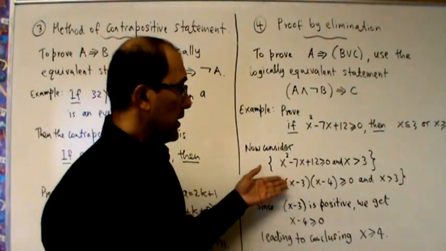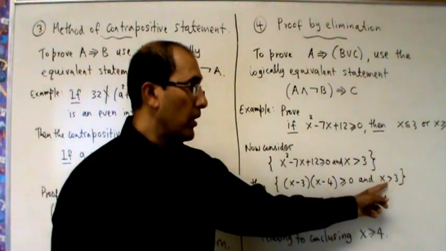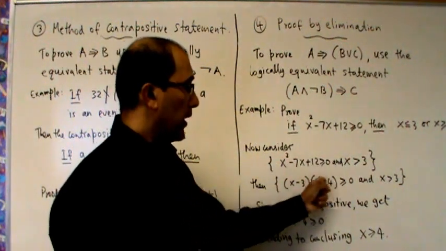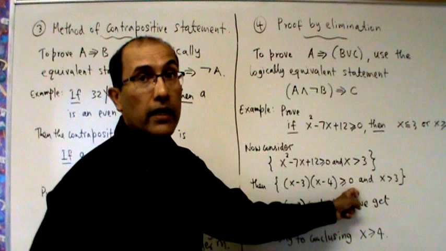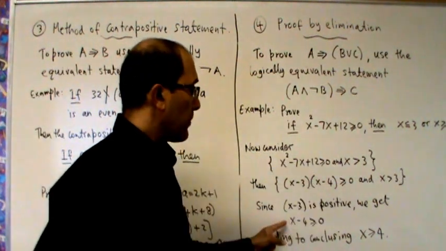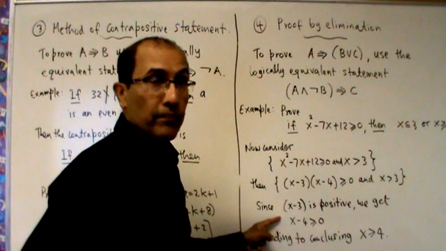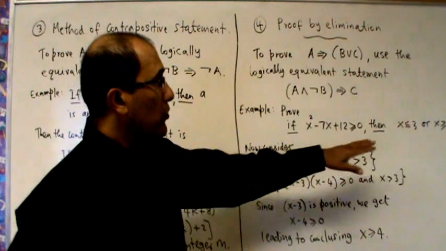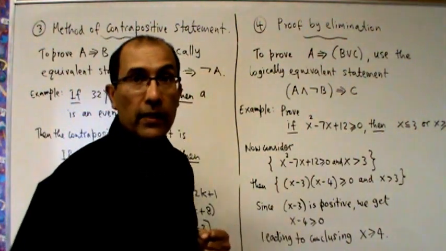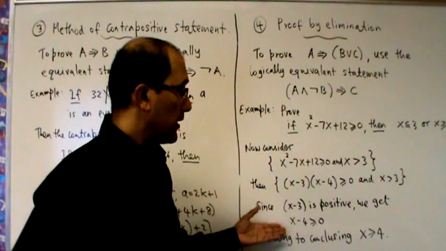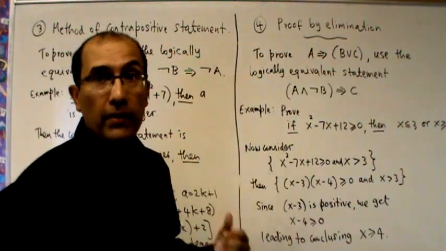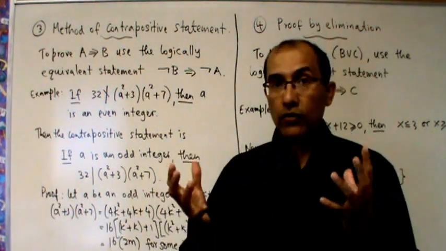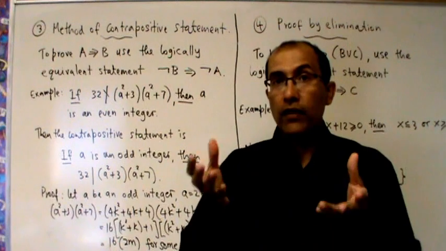So if I look at this, I know that x minus 3 is positive because x has to be bigger than 3. So if x minus 3 is positive, the product has to be non-negative, and therefore x minus 4 has to be non-negative. And that's the conclusion that we want to get, because that's precisely what we were trying to prove. We were trying to prove that x is bigger than or equal to 4, and that we get straight away from that. So those are the methods of proof that we are going to use during this course to prove various statements.